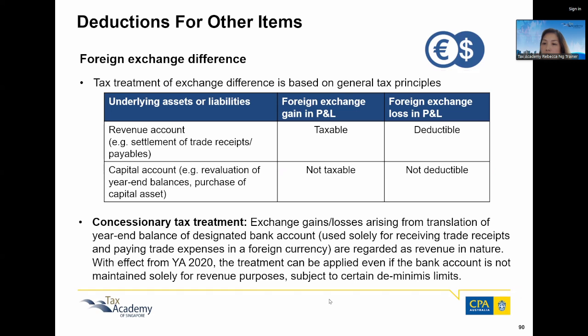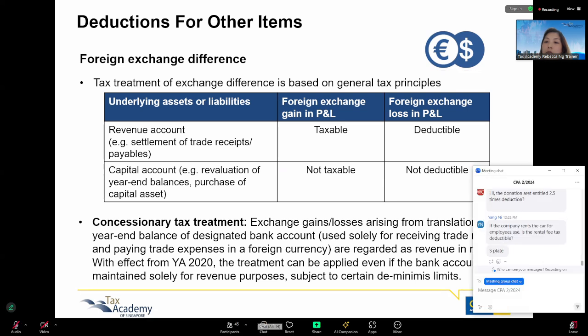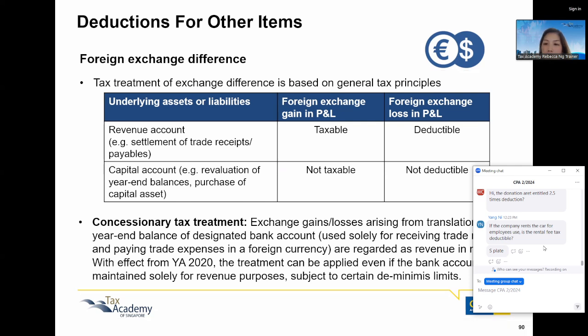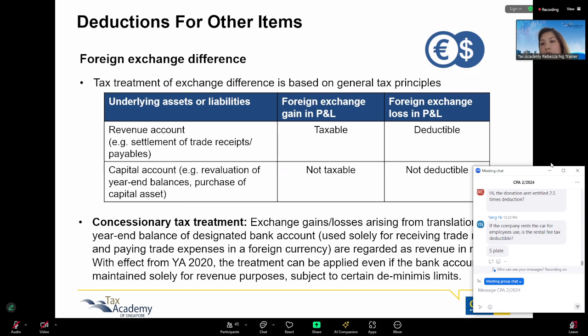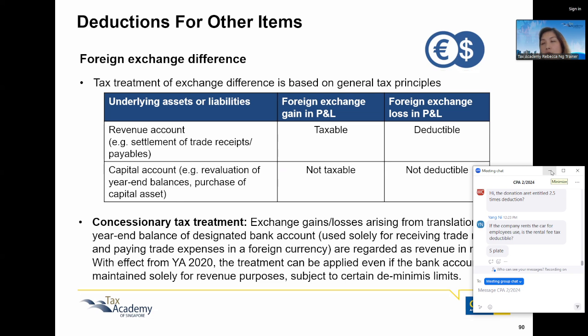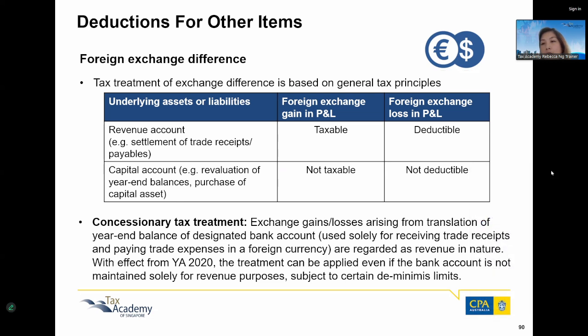If the company rents a car for employee use, is the rental fee tax deductible? No, it is an S-plated car, so rental motor vehicle expenses are not deductible in relation to an S-plated car. Even if the rental of that car for employee use is for carrying out the company's business activity, as long as it is an S-plated car, it is not deductible.